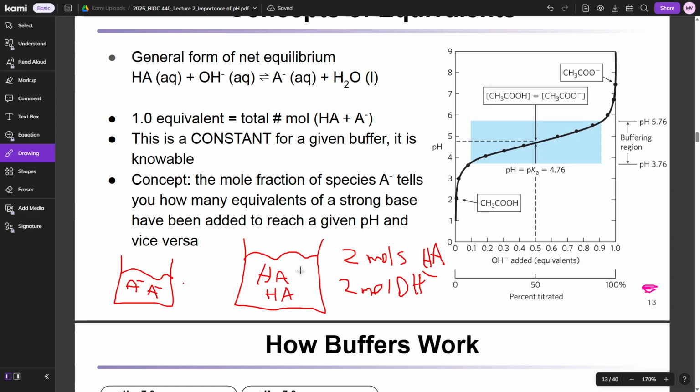What I'm trying to say is that it's a moving target, right? It's not a constant. It changes depending on the solution that you're in, right? Yeah? Does that make sense? It makes more sense now.